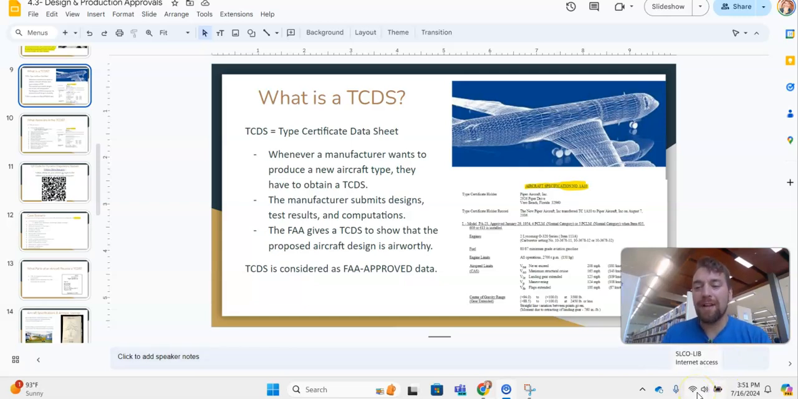You may remember in our last lesson we talked about the difference between approved and, what was the other word that began with A? I'm at a loss for words here. Approved and acceptable. Yes, acceptable. This is approved data, so data of the highest form.